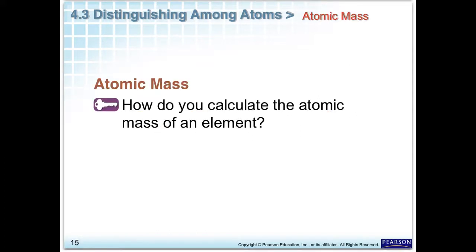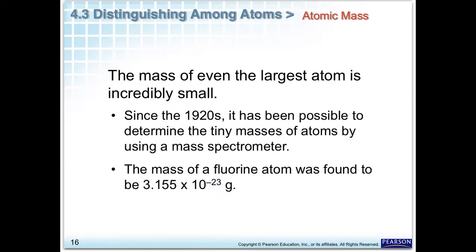So now let's talk about the actual mass of an element. We know that atoms are very small, so if we're going to measure their actual mass in grams, even the largest atoms are very small. In the 1920s, a device called a mass spectrometer enabled scientists to determine the actual mass of an atom, and using a mass spectrometer, the mass of a fluorine atom was determined to be 3.1 times 10 to the negative 23 grams.